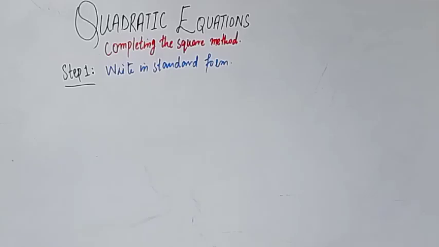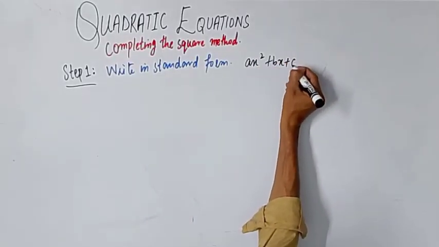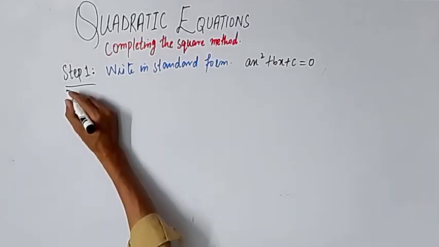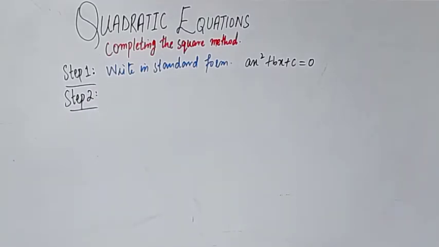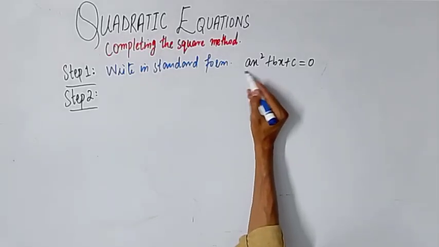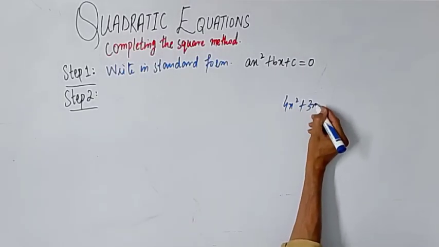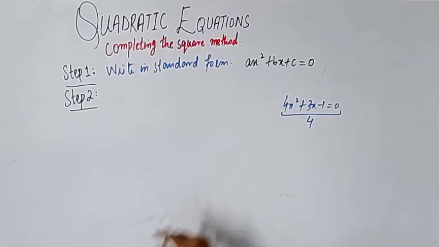And then in step 2, after converting into standard form ax square plus bx plus c, you need to make the coefficient of x square equal to 1. This is a very important thing. If your coefficient of x square, meaning a, is not equal to 1, you have to make it. For example, if it is written 4x square plus 3x minus 1 equals 0, then you need to divide your whole equation by 4 so that the coefficient of x square will become 1. So this is the main step.